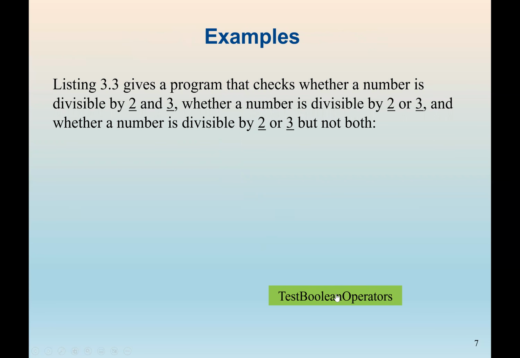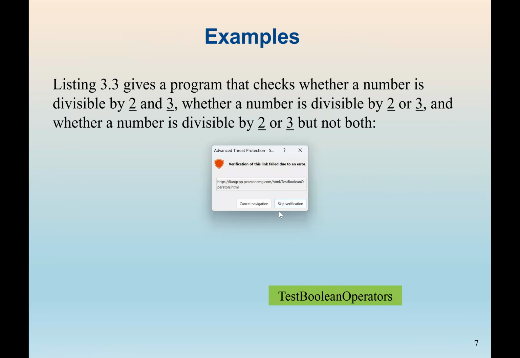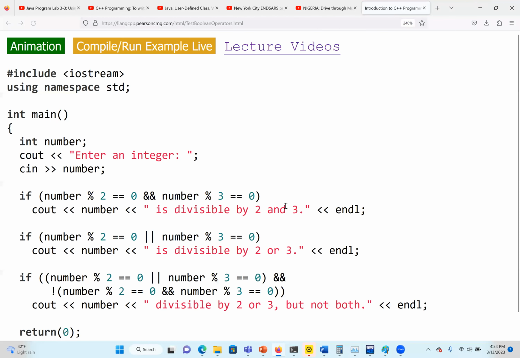So let's see one example program here using the operators. Again, we have our library files and our main function. We declare a variable named number, and we enter the number as an integer. Now we are using the logical operator. We said that if the number modulus 2 equals 0 and the number modulus 3 equals 0, then we are going to print an output that the number is divisible by 2 and 3.